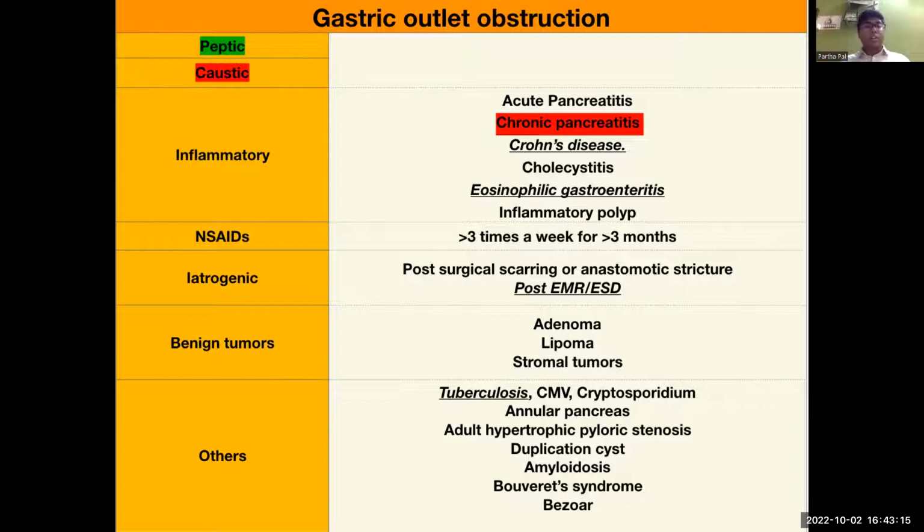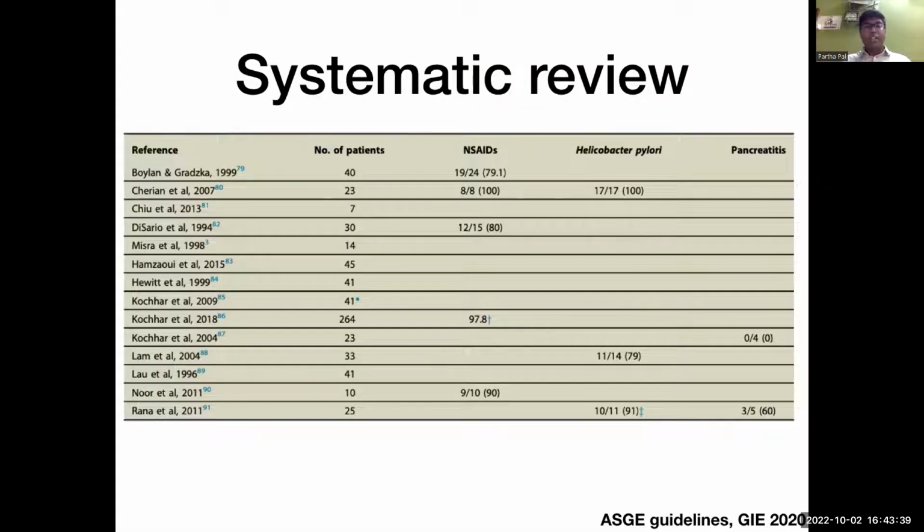Other important causes are Crohn's disease, eosinophilic gastroenteritis, which are emerging, and post-EMR and ESD, because they are being done more and more. Also, NSAIDs is another important cause, and diagnosis of this stricture should be made if the intake is more than 3 times a week for more than 3 months. Other etiology like tuberculosis also should be kept in mind. These are also common.